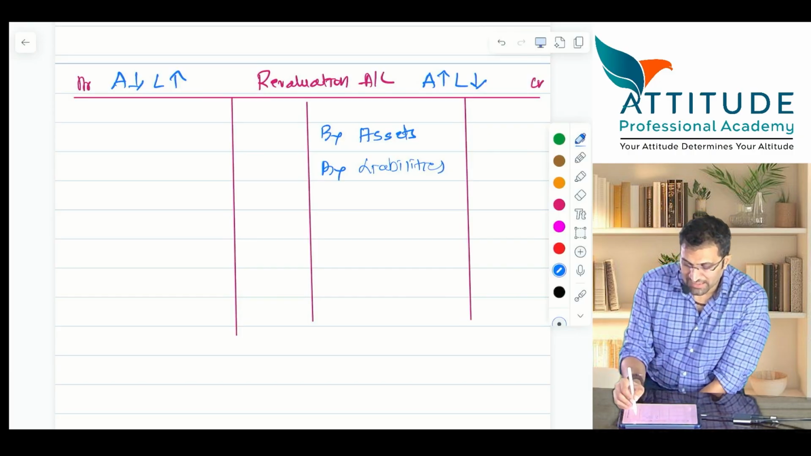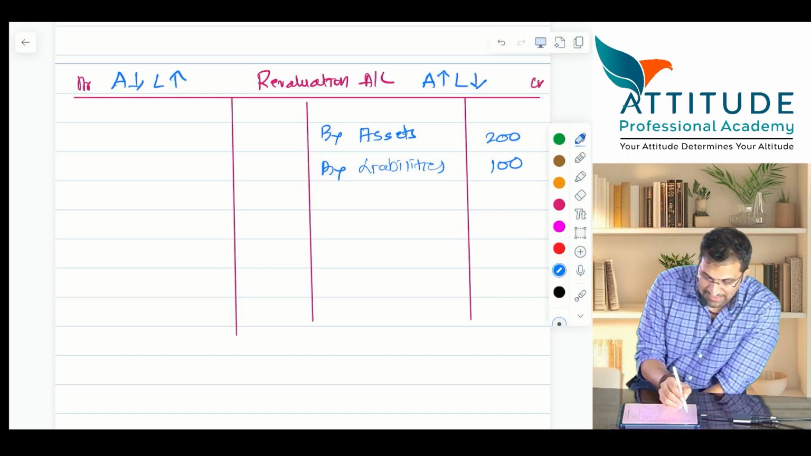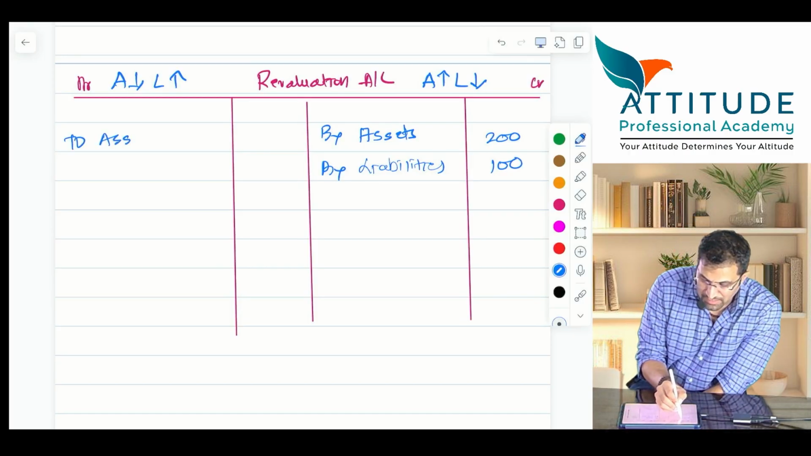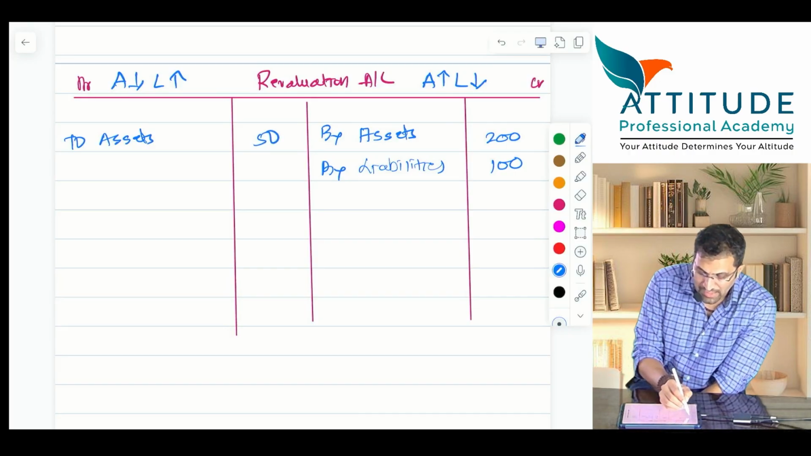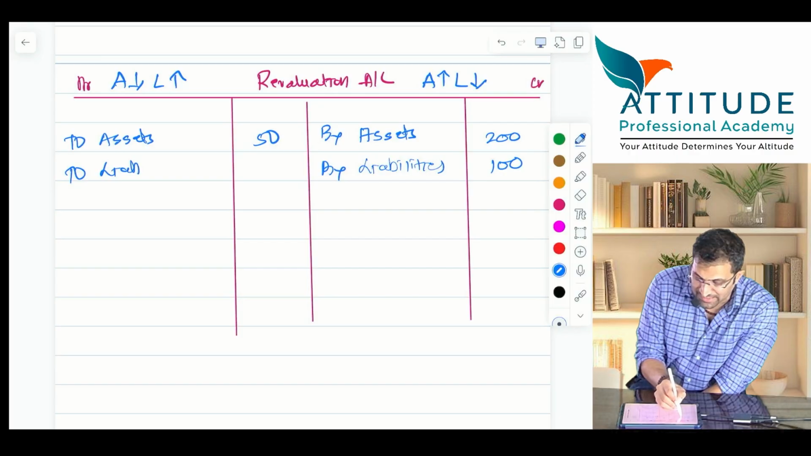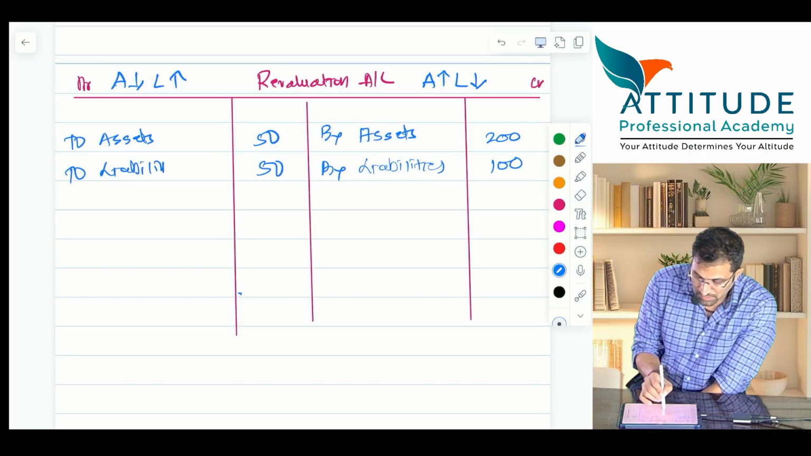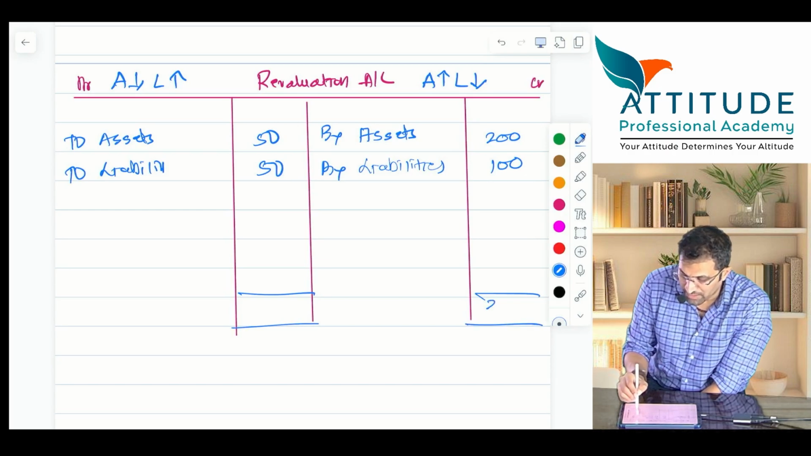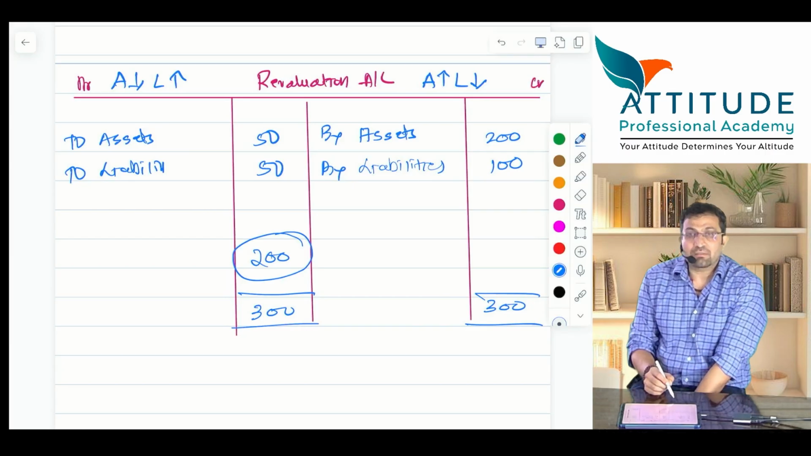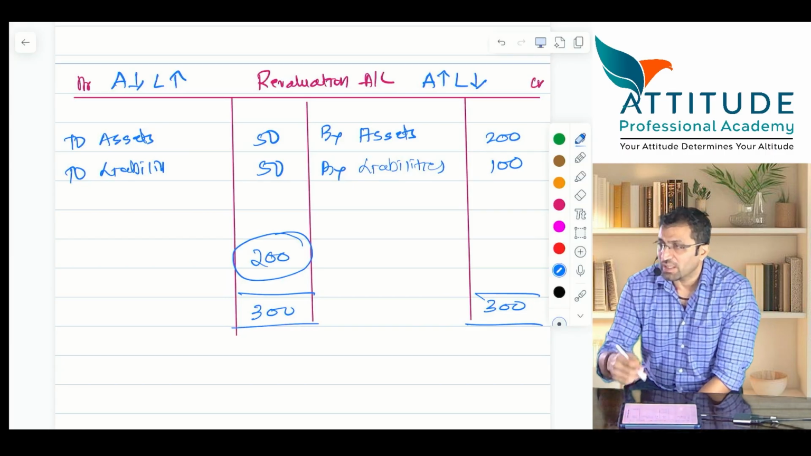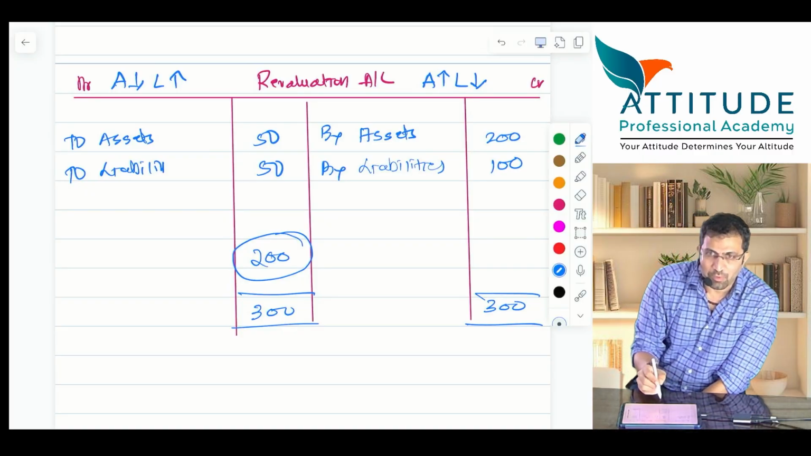So let us say assets has increased by 200, liabilities has decreased by 100. Now here on this side, two assets are decreasing by 50, and two liabilities are increasing by 50. Now in the end, tell me, 300, 300, 200, what is it? Profit. And will this profit be distributed among all the partners or only old partners? Old partners. So I'm telling you the formula, the journal entry.